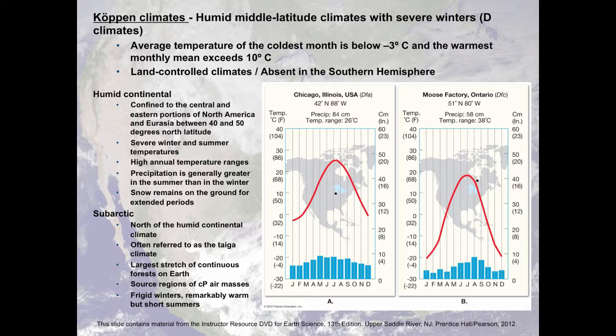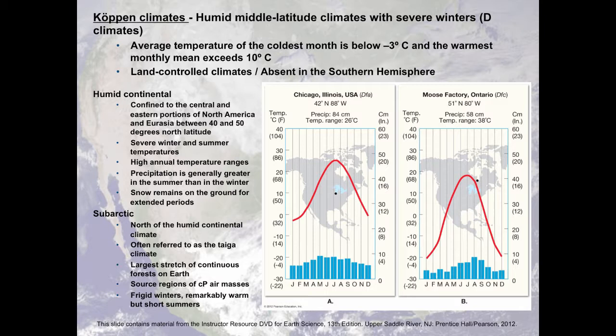They are dominantly in interiors of continents, absent in the southern hemisphere. There's just not enough continental mass. And the two subclassifications are the DFA and DFC. DFA is humid continental, similar to Chicago, Illinois, where summertime temperatures are relatively warm, wintertime temperatures are very, very cold, but precipitation is generally greater in the summer than in the winter, with significant precipitation year-round.